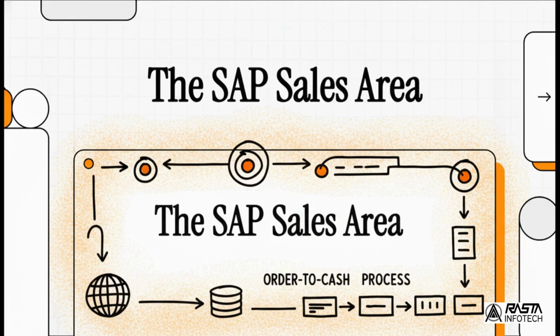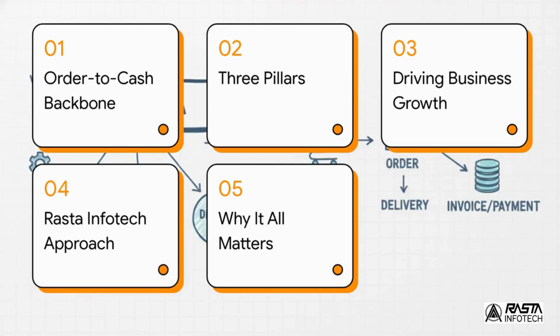We're going to unpack the critical importance of organizing global sales data by looking at exactly how the SAP Sales Area functions. It is the absolute backbone of the order-to-cash process, and honestly, mastering how it works is a total game changer for digital transformation. Okay. Let's dive into this.